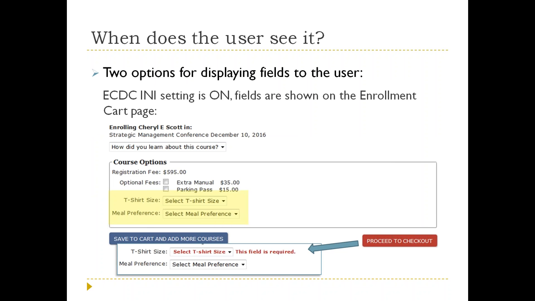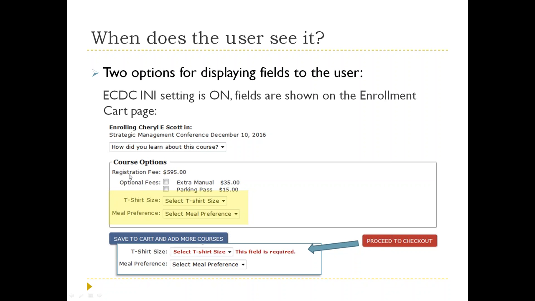Okay, now, once you've created your template, put it in the right place, and set it up for the course, there are two options for how the user, the person who is going to enroll in this course, will see that data. There is an ACEweb INI setting called ECDC, which stands for Enrollment Cart Data Capture. If you turn it on, then when they add the course to their cart and get to the actual cart page, the data capture fields will be on that page as well.